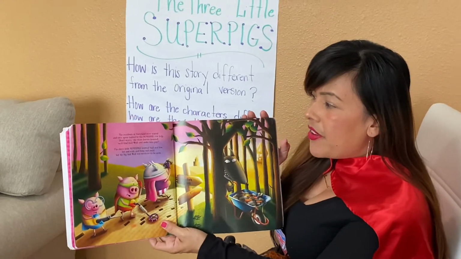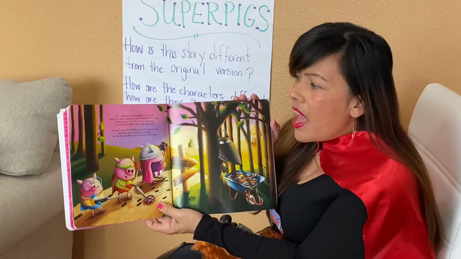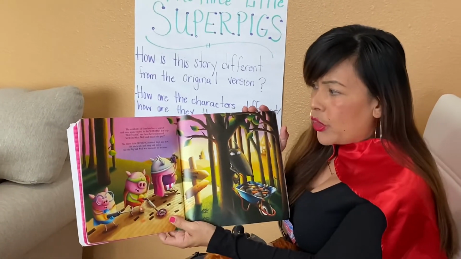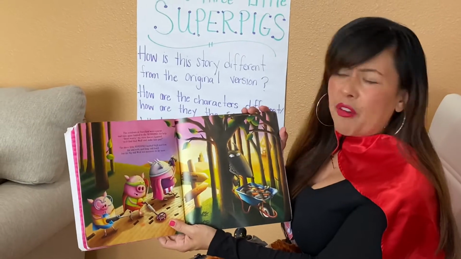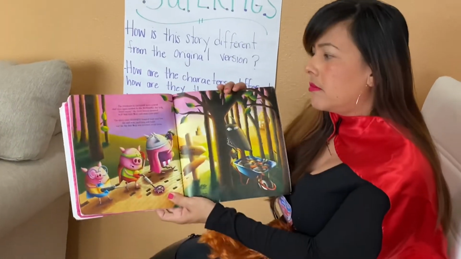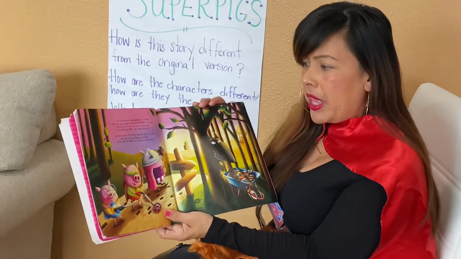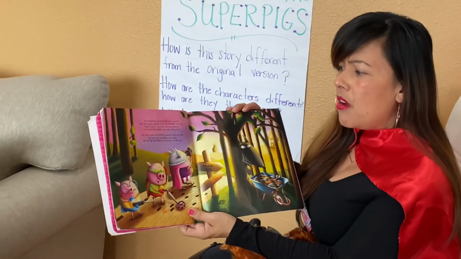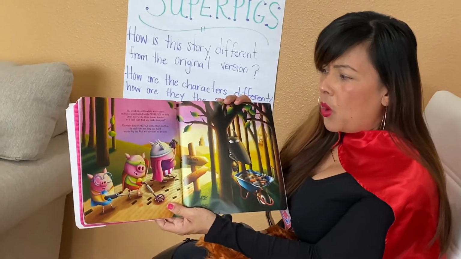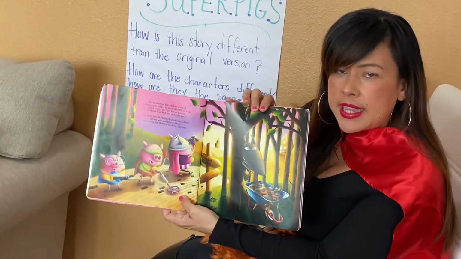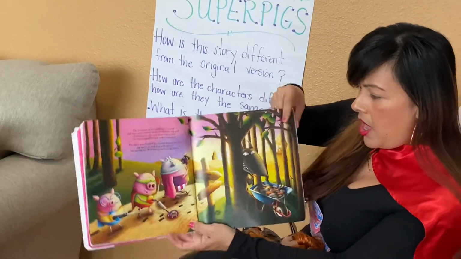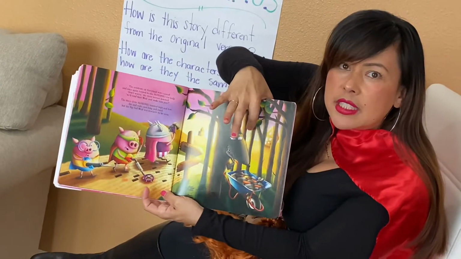The residents of Fairyland were scared and once again turned to the Super Pigs for help. Don't worry, the three heroes boasted. We'll find that wolf and make him pay. The three little Super Pigs hunted high and low, far and wide, and long and hard, but the big bad wolf was nowhere to be seen. So look, they're hunting for him. Look at him. Where is that? He's hiding.